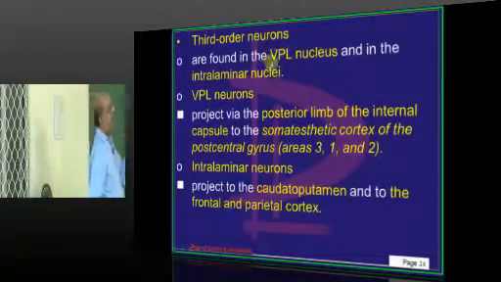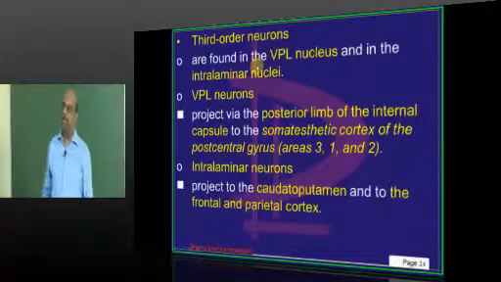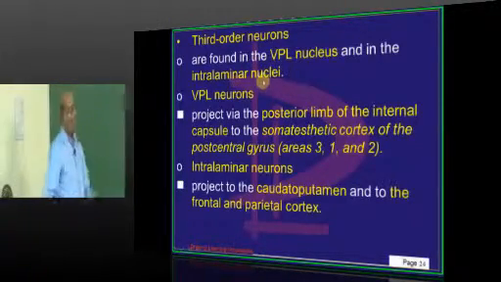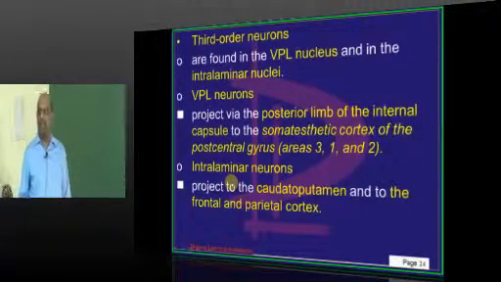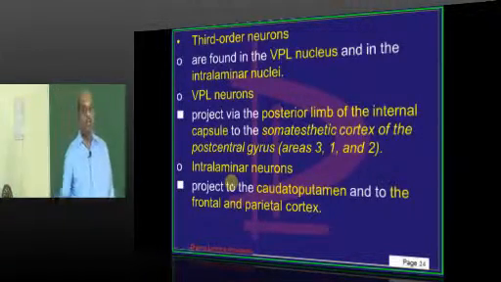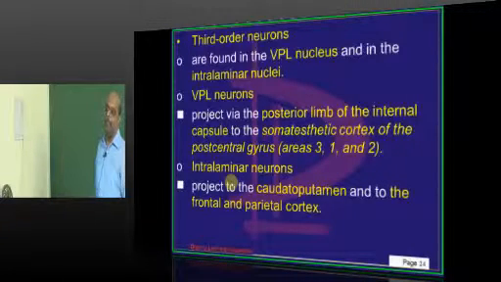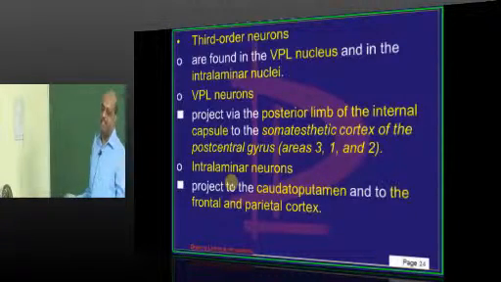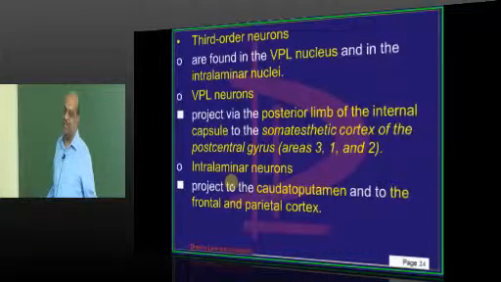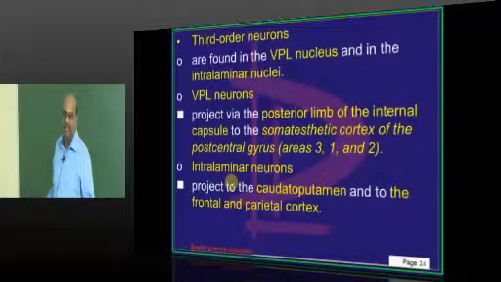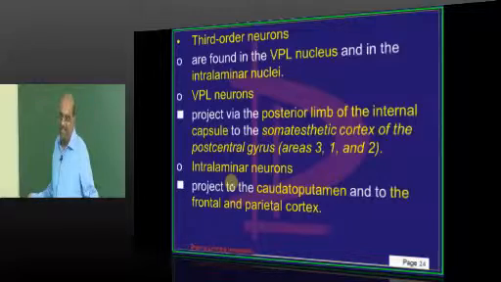Then what are the third order neurons? Ultimately they are the VPL nucleus and the interlaminar nuclei. Why will it do like that? Basically, if you look at pain and temperature, it is not as easy as touch and vibration carried by the dorsal column. Touch is a simpler sensation. Pain is a relatively complex sensation.